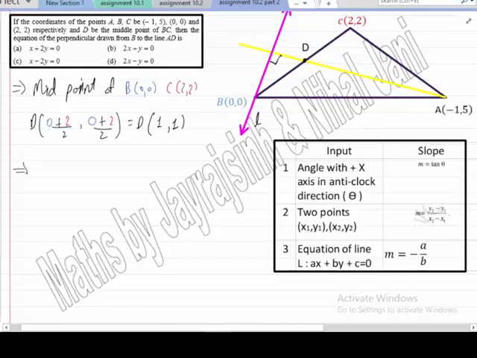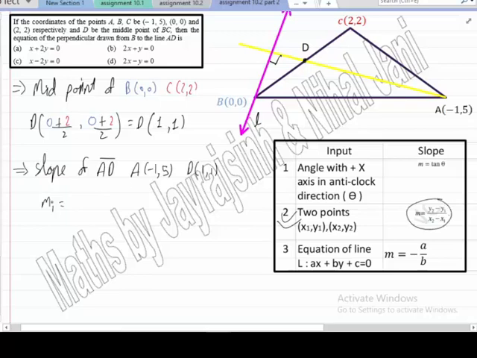Now the second step, find out the slope of AD. Okay. Let's find out the slope of the AD line. We know that the coordinate of A is (minus 1, 5). Coordinate of D is (1, 1), which we found, right? Let's call M1 the slope of AD. We will use the second formula, difference of y upon difference of x, right? So (5 minus 1) upon (minus 1 minus 1), or we will get 4 by minus 2. So the slope of AD is minus 2, right?